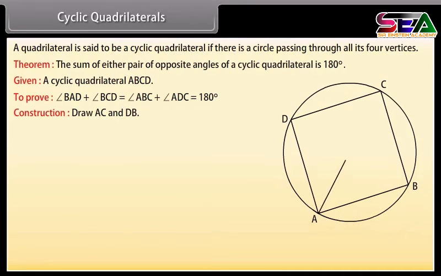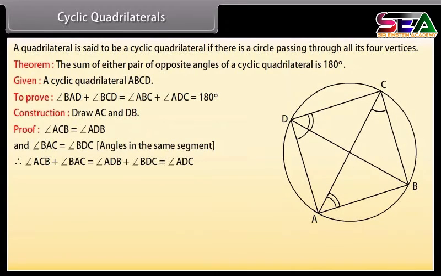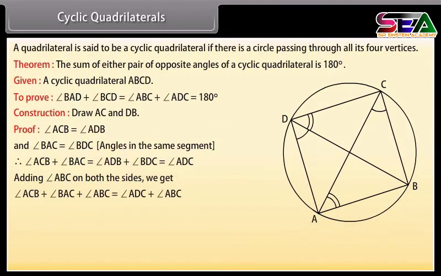Construction: draw AC and DB. Prove. Angle ACB is equal to angle ADB and angle BAC is equal to angle BDC, because these are the angles in the same segment. Therefore, angle ACB plus angle BAC is equal to angle ADB plus angle BDC, which equals angle ADC. Adding angle ABC on both the sides, we get angle ACB plus angle BAC plus angle ABC, which is equal to angle ADC plus angle ABC.